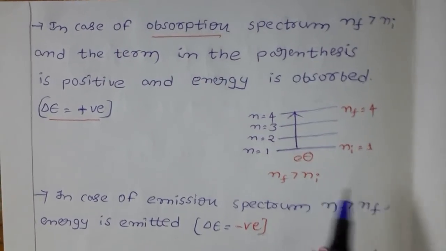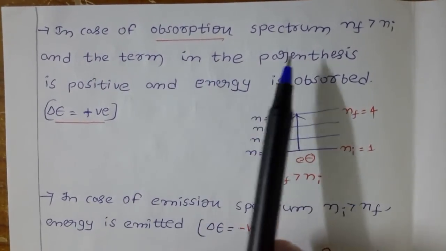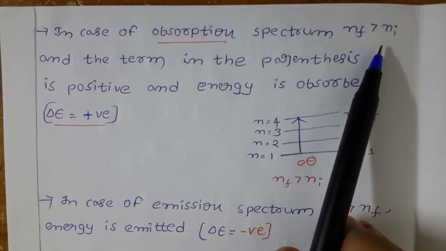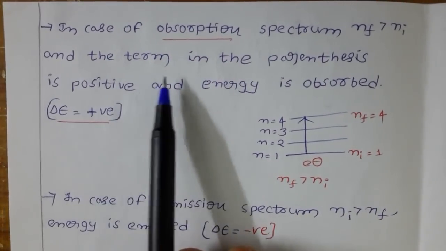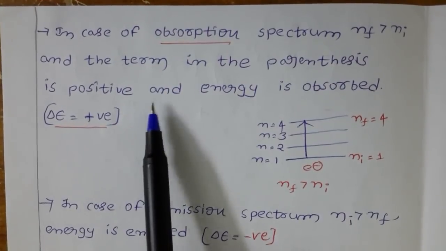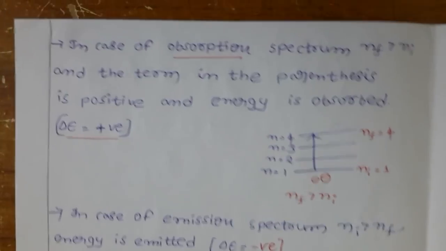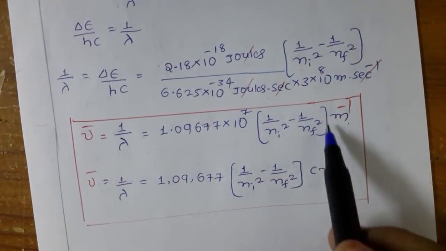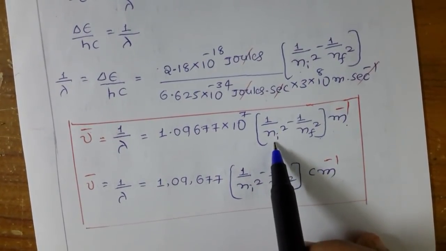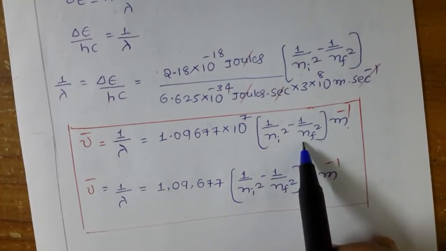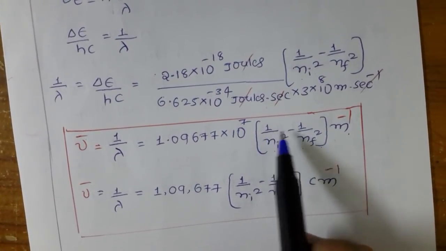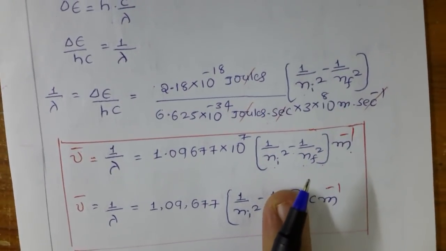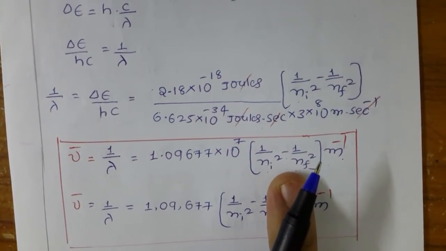So what happened in this case? In the case of absorption spectrum, nf is greater than ni, meaning the final orbit number is greater than the initial orbit number, and the term in the parenthesis is positive and energy is absorbed. We are talking about this value. For example, initial we have 1 square, final we have 2 square. If you go for the LCM, you get 4 minus 1, so you definitely get a positive value. The total parenthesis term becomes positive in the case of absorption spectrum.